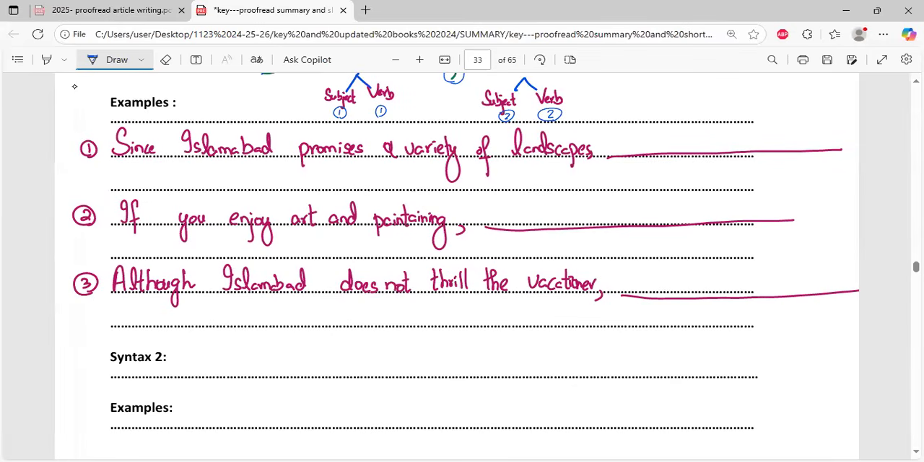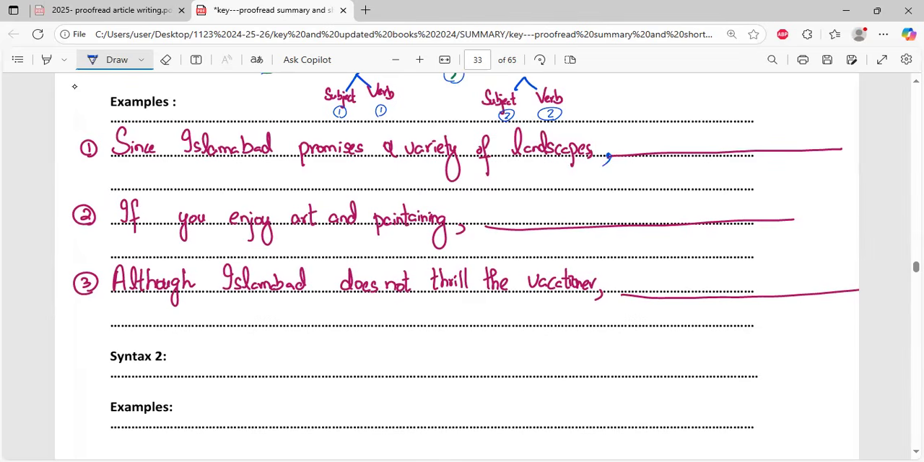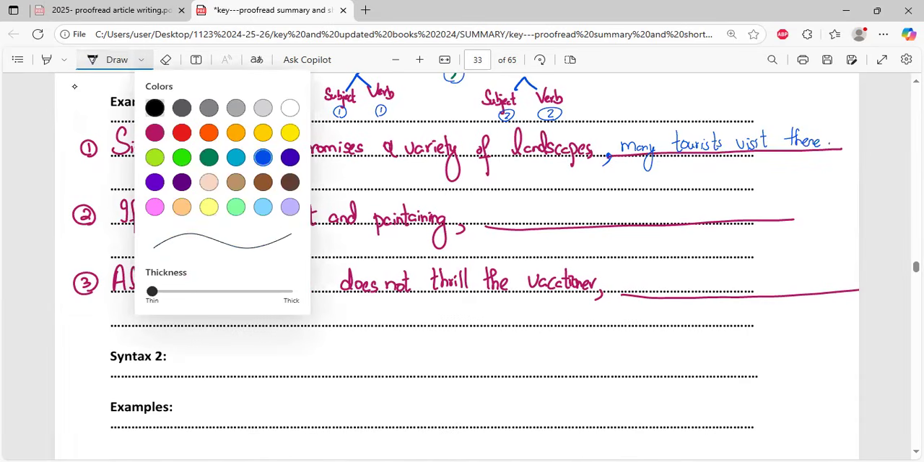So you can write in the second part: Since Islamabad promises a variety of landscapes, many tourists visit there. When you write one such sentence, how will I check it? I will see if all the components are here.